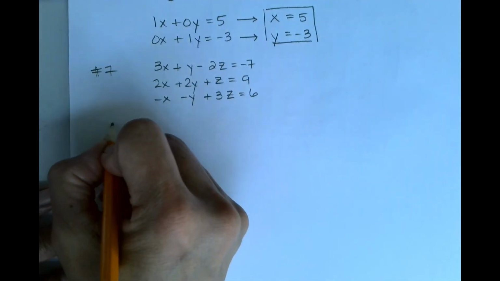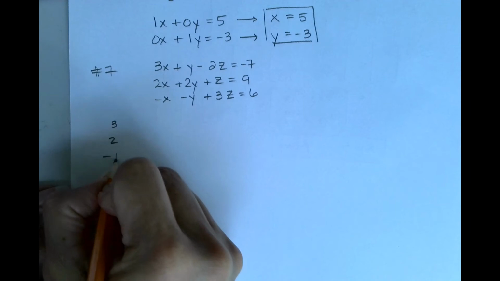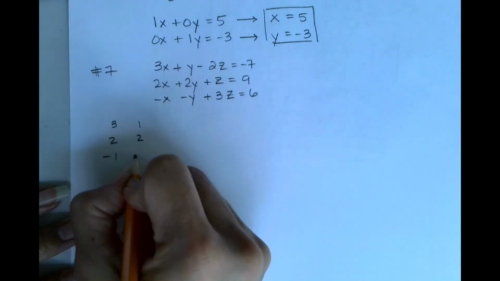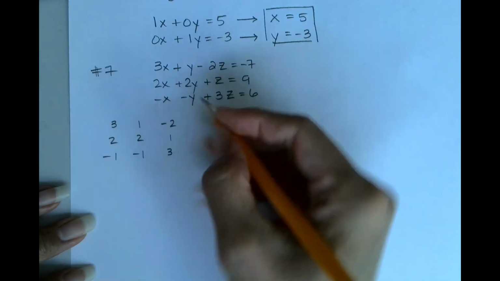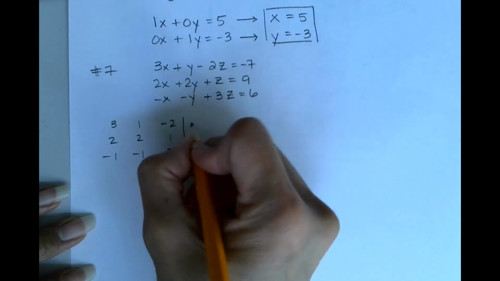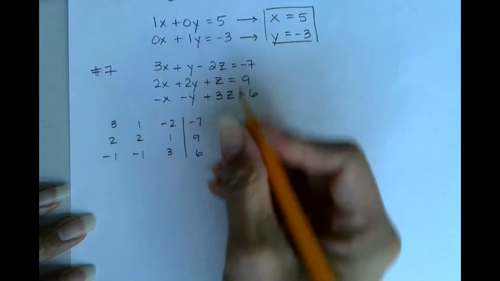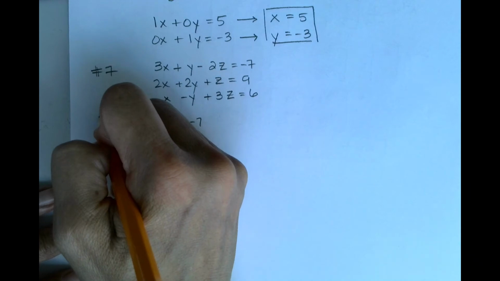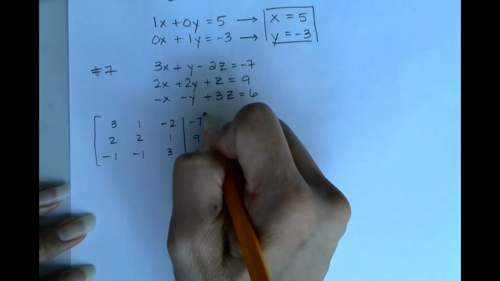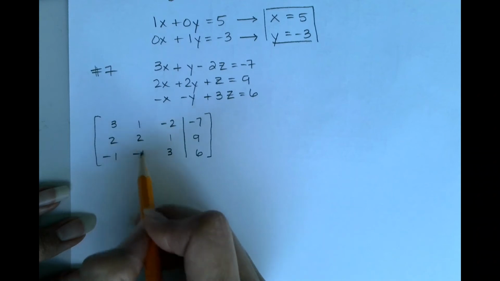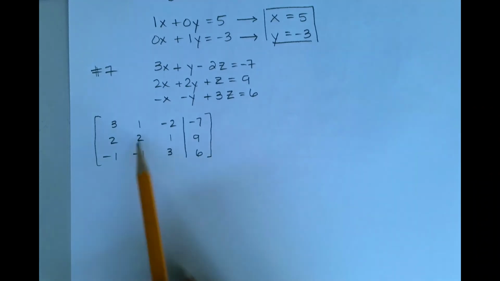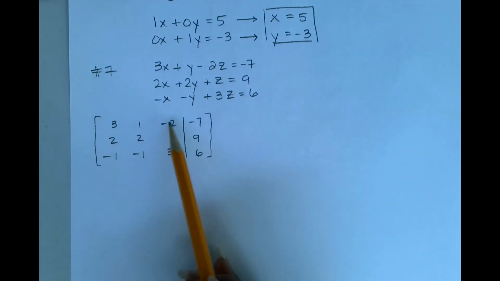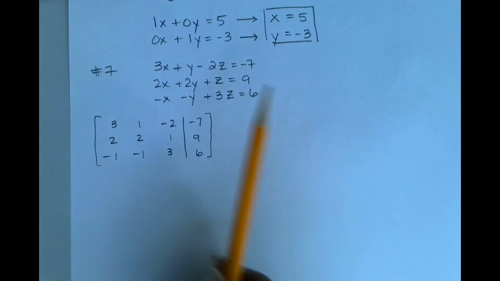So here we go. 3, 1, negative 2, 2, 2, 1, negative 1, negative 1, and 3. Bring this down. Negative 7, 9, and 6. This is our x, our y, and our z. And these are our constants. And make sure I copy these right with all my correct signs, because that would be a mess if I miswrote that. Okay, so here we go.